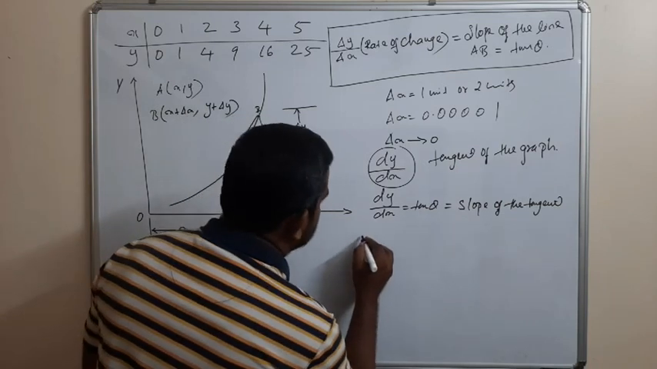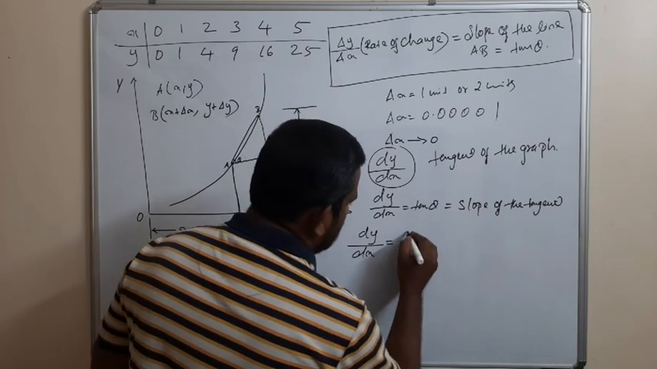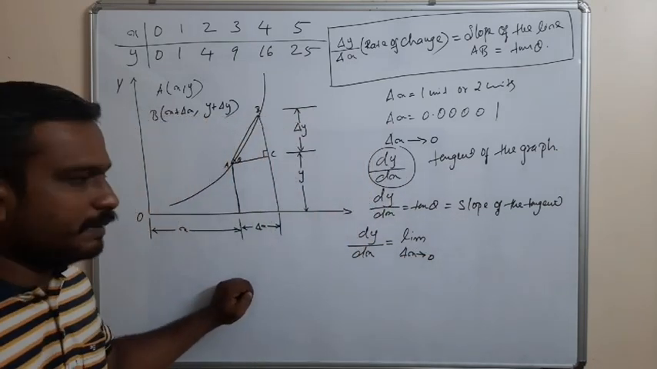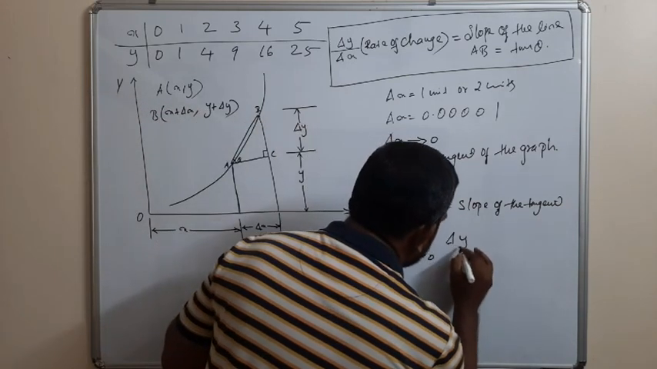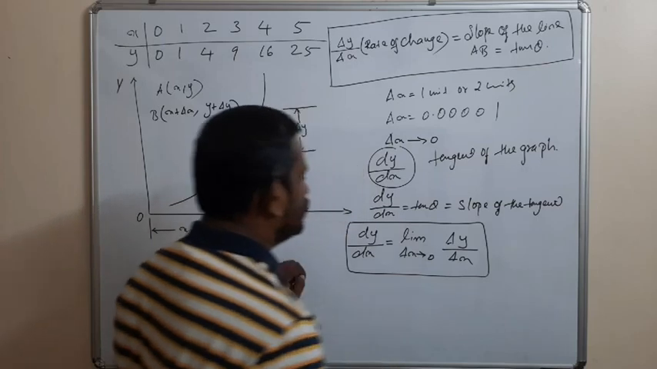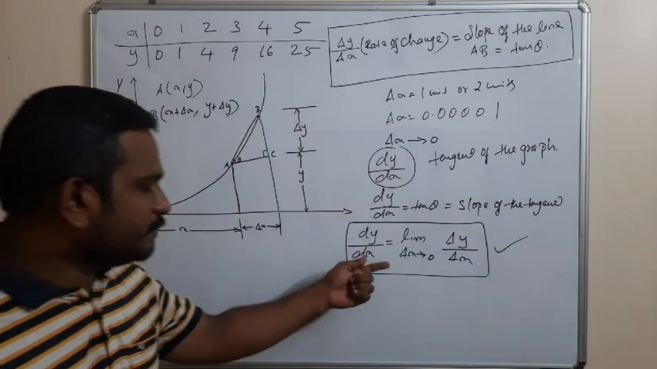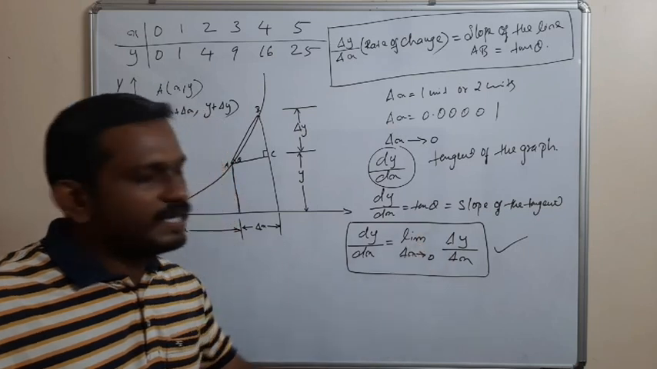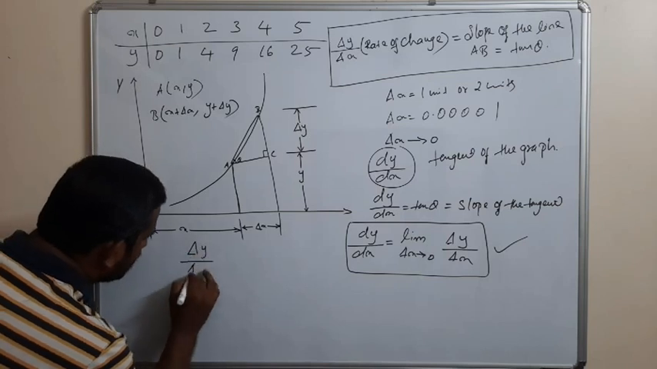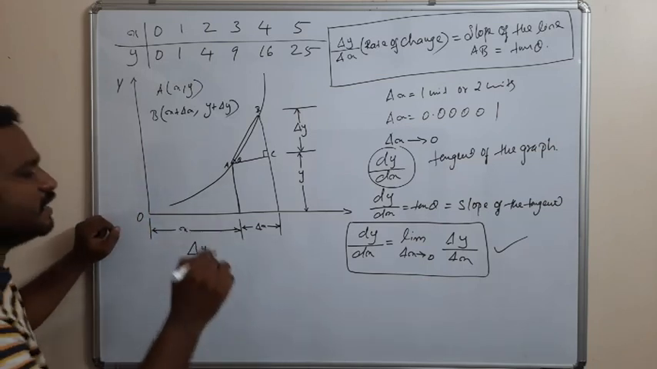So dy by dx equals limit delta x tends to 0, delta y by delta x. It is a very important form. So dy by dx equals limit delta x tends to 0 of delta y by delta x. In the previous case, delta y by delta x is the average rate of change of the function.